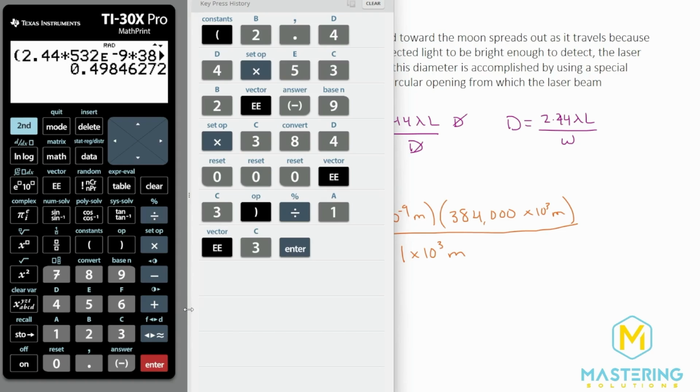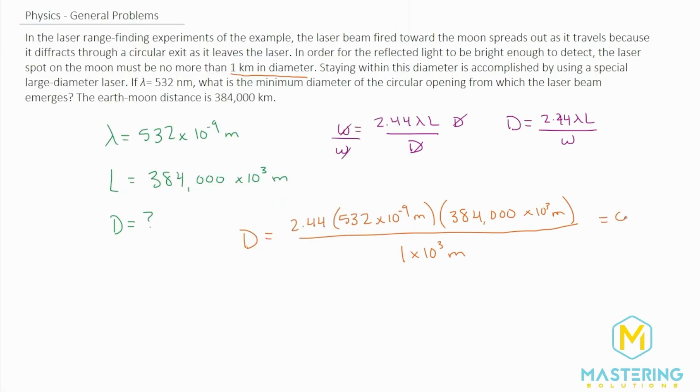So the width or the diameter of the opening of the laser, we need to use one that is 0.498 meters. Rounding for significant figures would be 0.5 meters or 50 centimeters. So that is a very large laser, a half of a meter in diameter on the opening, to allow us to see it on the moon with the diameter on the moon 1 kilometer.